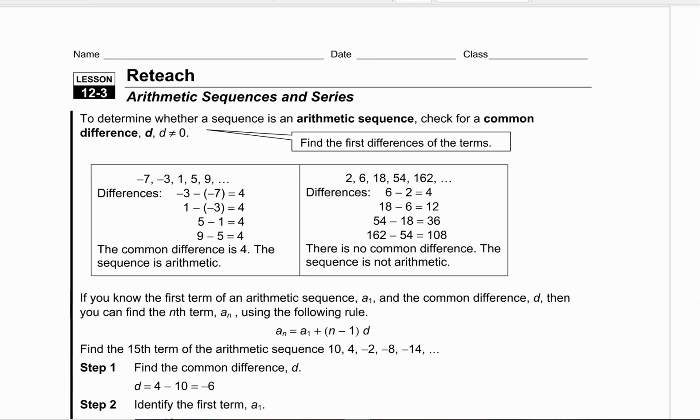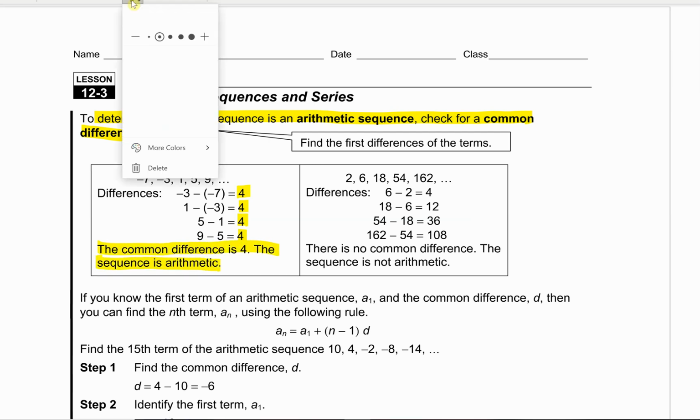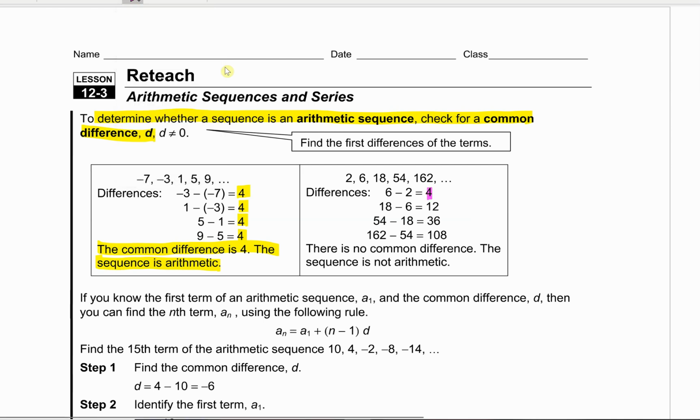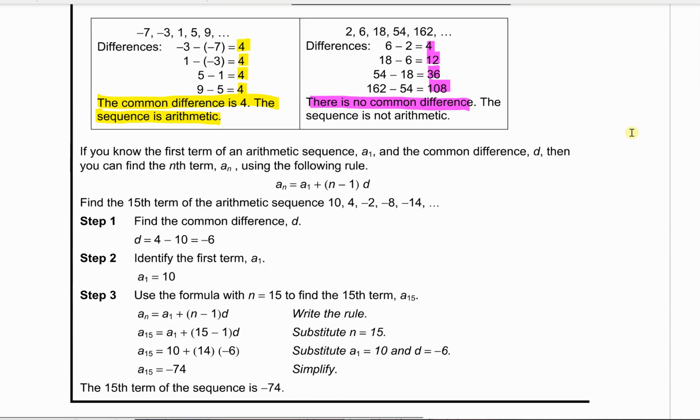I don't need to keep going because I know this is not arithmetic because the first differences are not the same. Now, if we look at the note packet, basically this is the summary of what we just discussed. To determine whether or not a sequence is an arithmetic sequence, you check for a common difference that we call d. So if you look here, they subtracted and they got 4 every time. So the common difference is 4. This sequence is arithmetic. But if you look at the other example here, they got 4, 12, 36, 18. There is no common difference there. So it's not an arithmetic sequence.